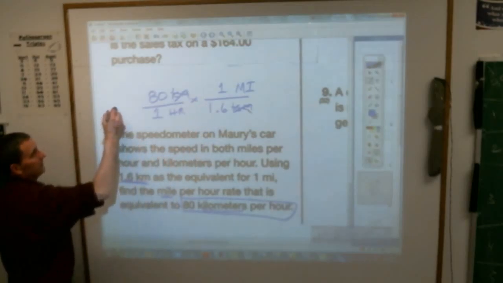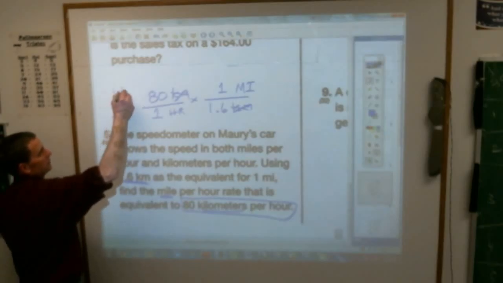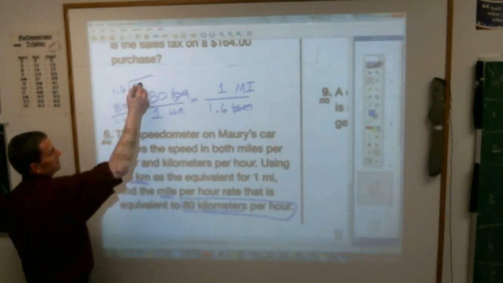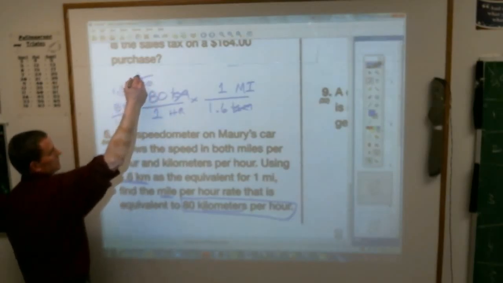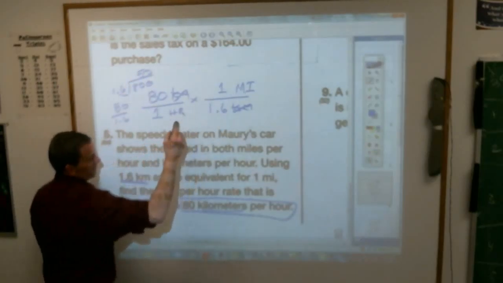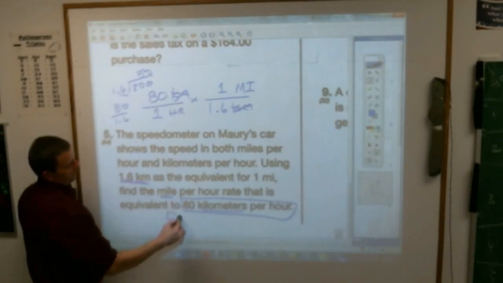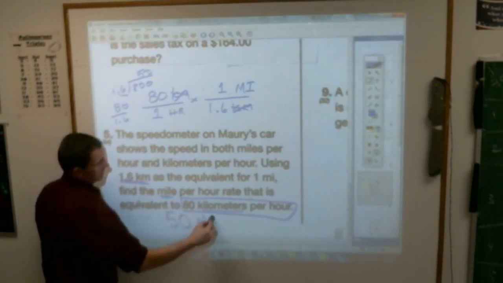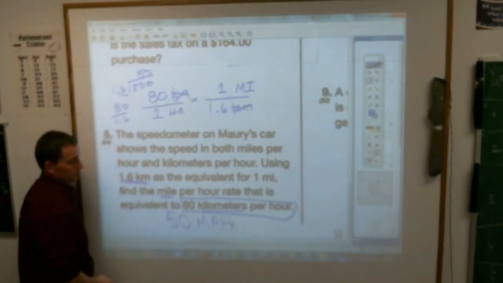What is that? That's division. 80 divided by 1.6, or 16 into 800, which ends up being a big whopping 50. 50 miles per hour. 50 mph.